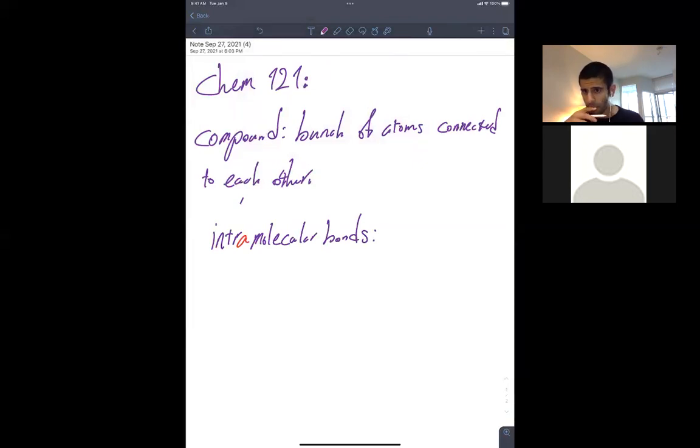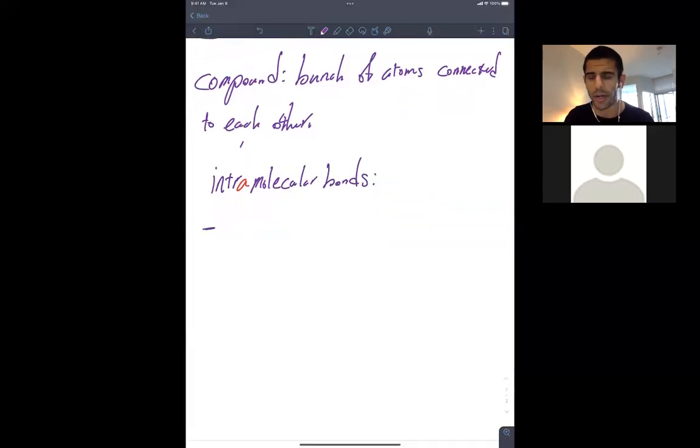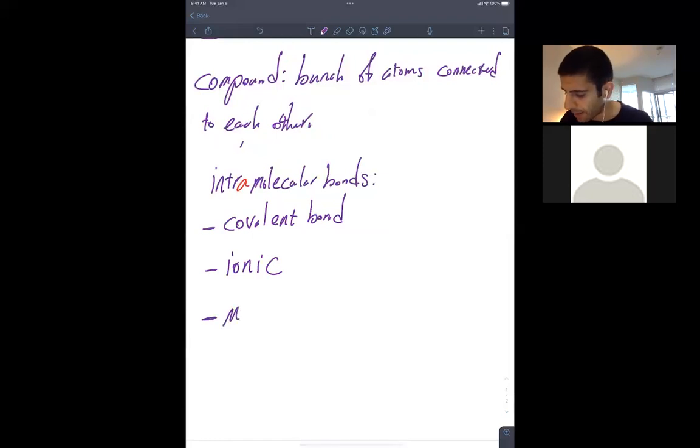The most common example is the one that comes to your mind right away because you've been trying to answer all those Lewis structure questions: covalent bond. Another one that you have to deal with in this course, and maybe if you're taking biology 112, is ionic. And the one that you just need to know what it is, but you don't have to deal with it, is the metallic.